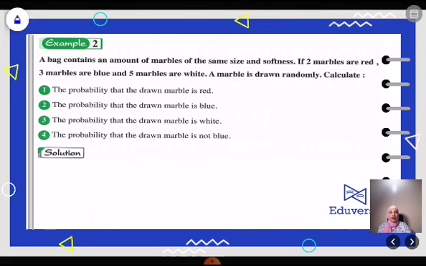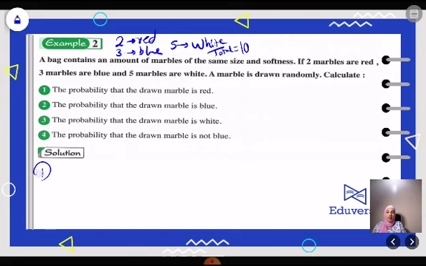Let's see another exercise here. A bag contains a number of marbles of the same size and softness. If 2 marbles are red, 3 marbles are blue, 5 marbles are white, and a marble is drawn randomly, calculate these. First of all, I have to put them in front of my eyes. 2 are red, 3 are blue, and 5 are white. Don't forget to put the total for them. Their total equals, as you counted them, 10. I will use the total and I will use each number alone here.